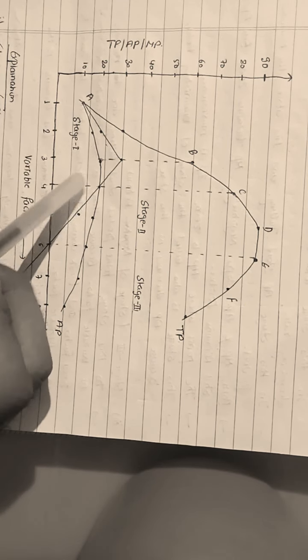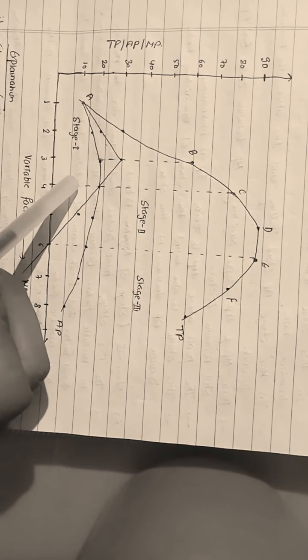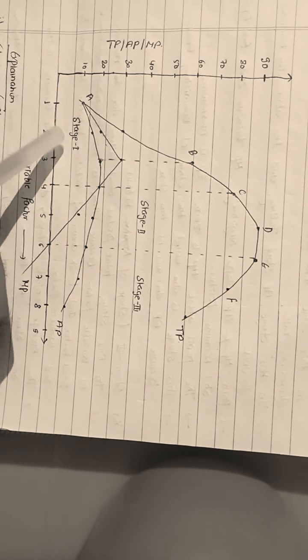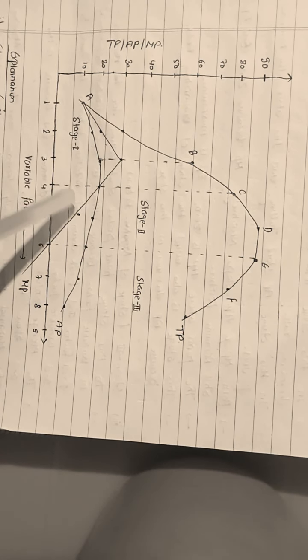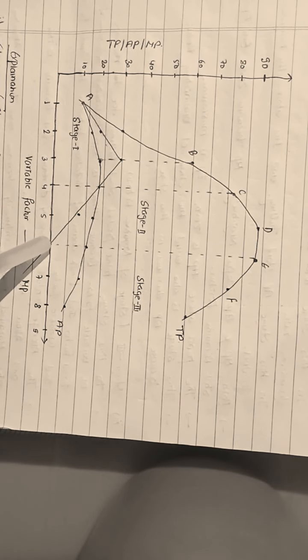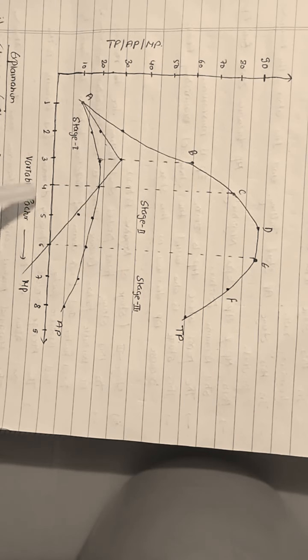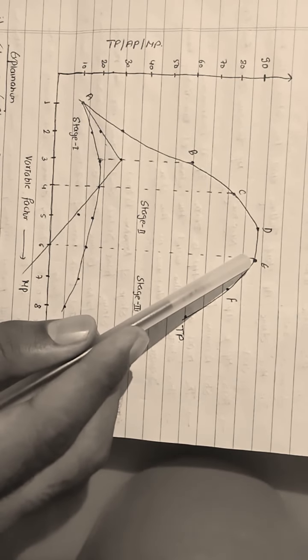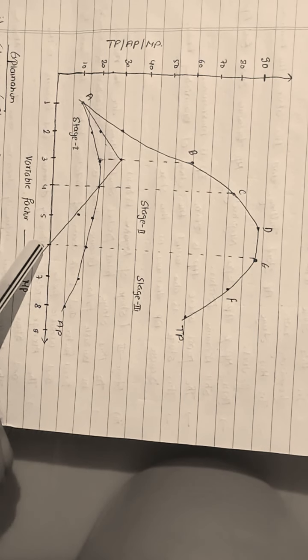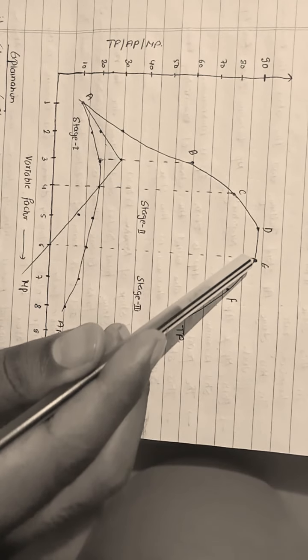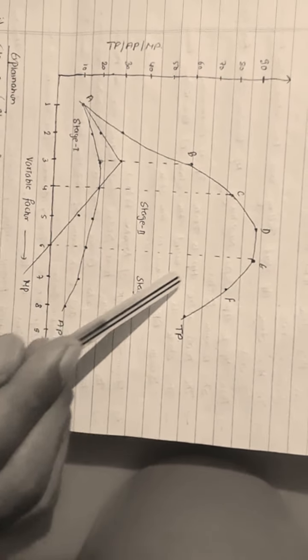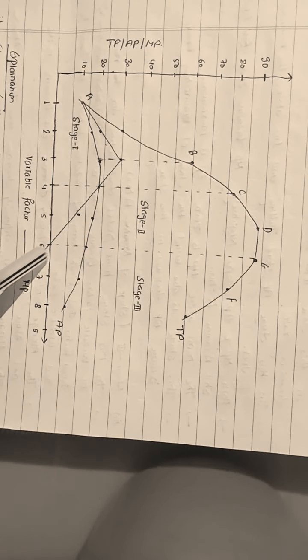Where the AP is maximum, the part towards the left is stage 1, and the part towards the right is stage 2. Here the MP becomes 0. Units 4 to 6 are the stage 2, and here the TP also becomes maximum. When the MP is 0, the TP becomes maximum, and after that the TP starts falling, and in the third stage the TP starts falling as well as the marginal product becomes negative.